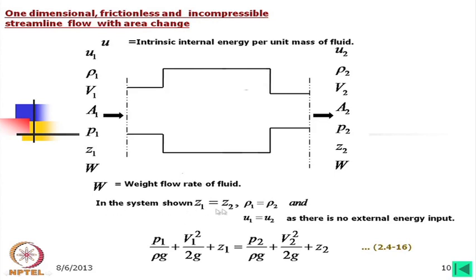Clearly, in this system Z1 is equal to Z2, because it is horizontally placed, so we neglect that part. Rho 1 is also equal to rho 2, because the change in pressure does not change the density, or whatever change is there is negligibly small. And also U1 and U2 are equal, that means there is no change in intrinsic internal energy. Then we can simply develop these equations, and we can neglect Z1 and Z2 as they are equal.